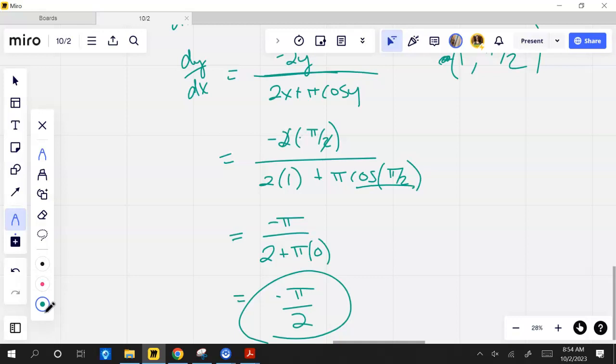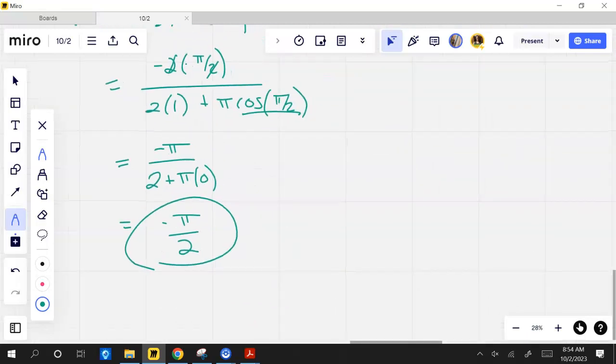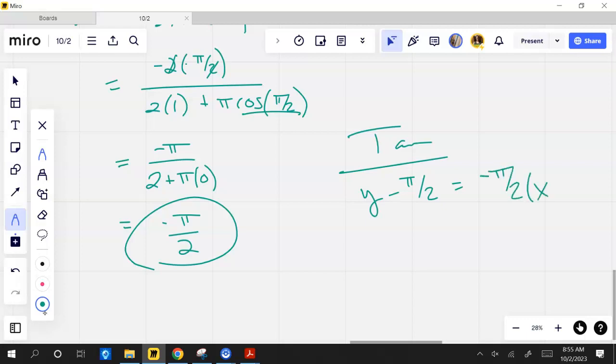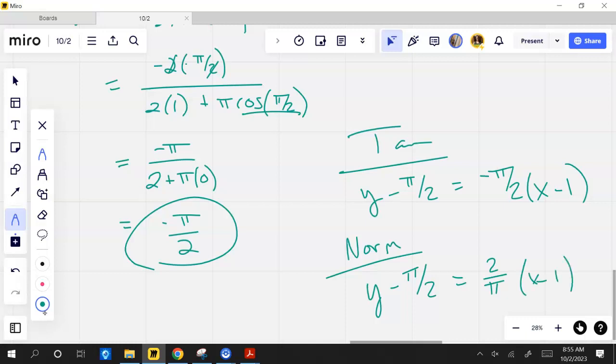Now write the equation. Normal line, tan line. Both of them. Or tan line, normal line, whichever order you want to go in. The only thing that changes on that normal is we flip the switch. There we go. Remember that point was 1.